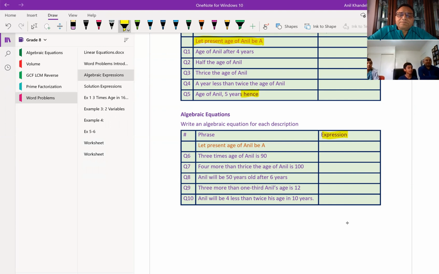Next one, 7. 3A plus 4 equals 100. So read the question also. That's correct. Question 8. Anil will be 50 years old after 6 years. Tell me. A plus 6 equals 50. Correct. Question number 9. 3 more than 1/3 of Anil's age is 12.